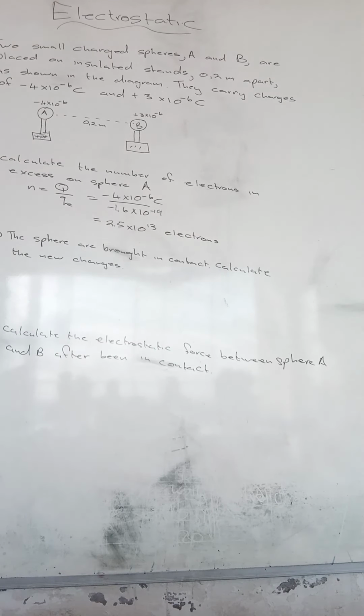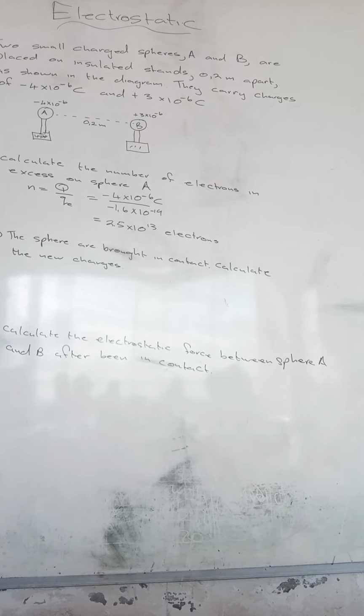So now the electrons are in excess. Excess tells us there are extra electrons. Basically we are calculating the number of electrons in excess on sphere A. That's the equation you will always use when you want the number of electrons. Are we all good? Okay.